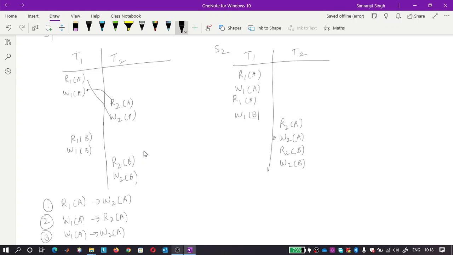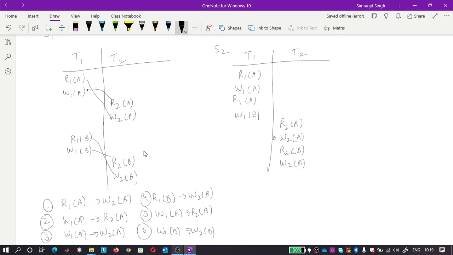Read and read is not a conflict, but read and write will be a conflict. Read 1 of B, so this is your fourth conflict. Fifth conflict will be write-read. Sixth conflict will be write-write. Okay. So now check here.